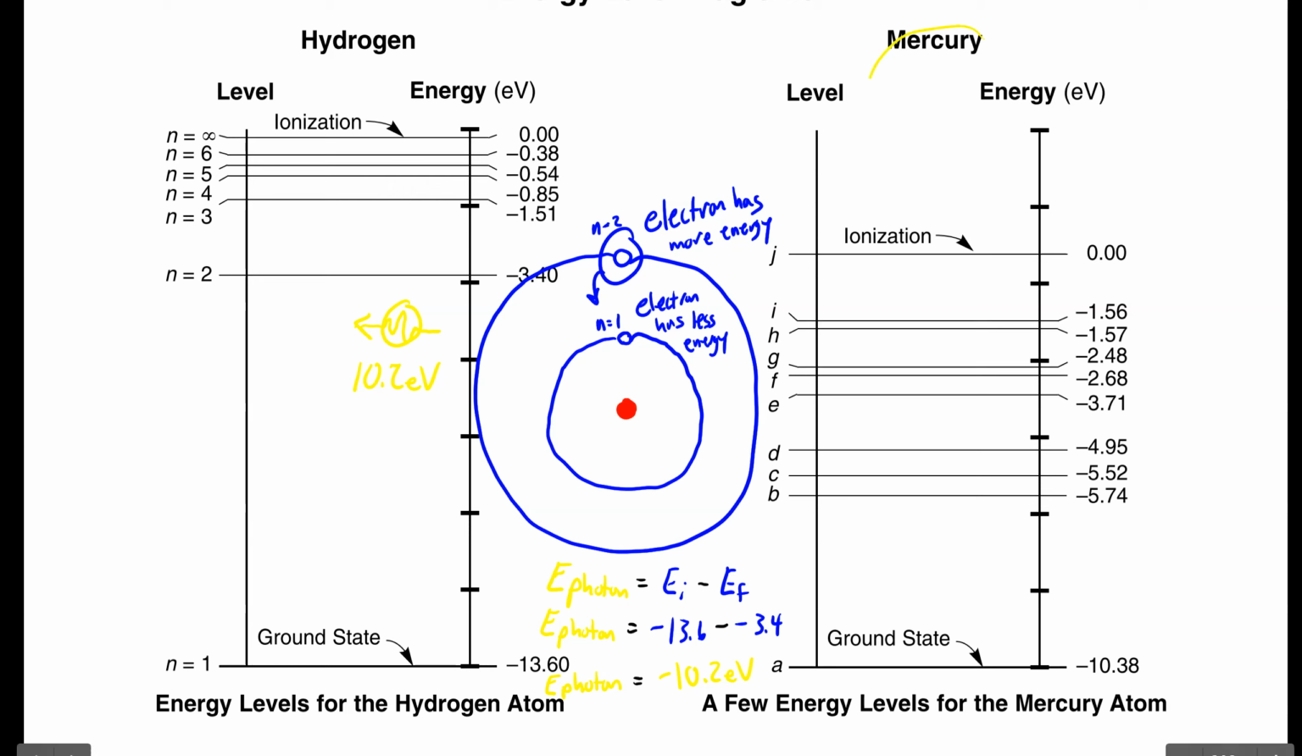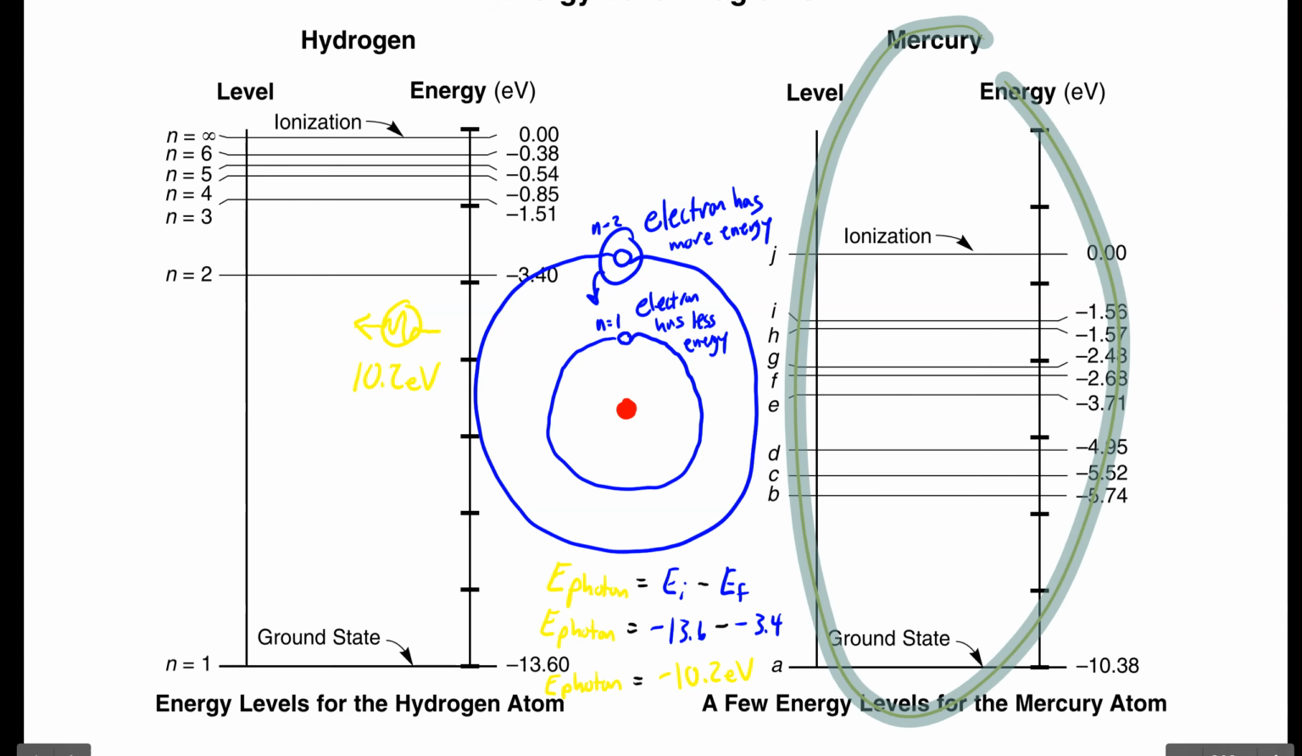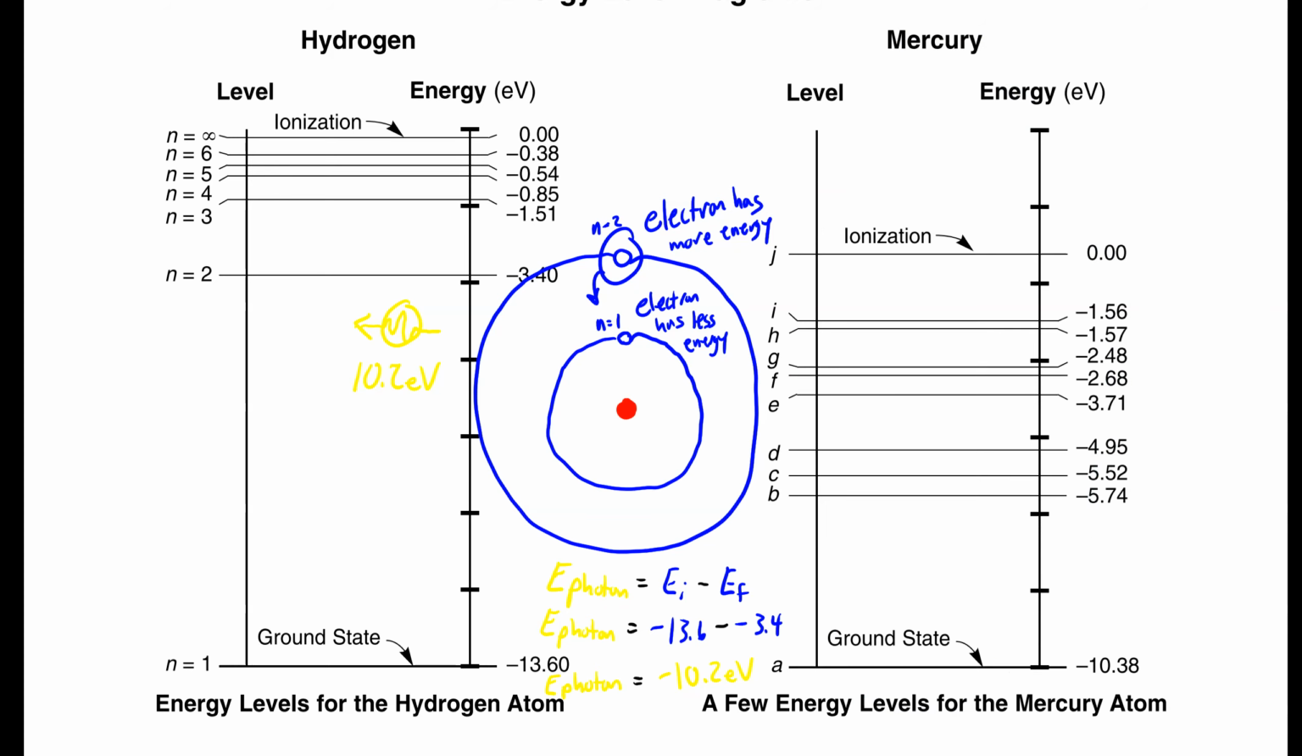And then for the mercury atom, it's the same situation, but they call the energy levels A, B, C, D instead of n equals 1, 2, 3. So that's like this table in a nutshell. Let's use it to answer some questions.